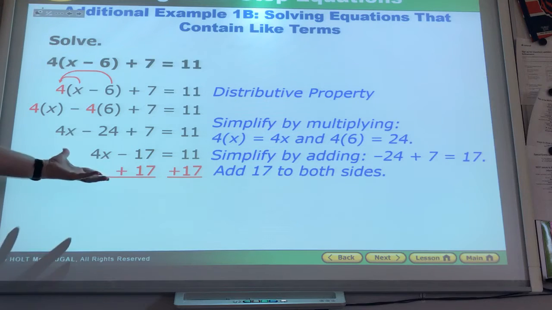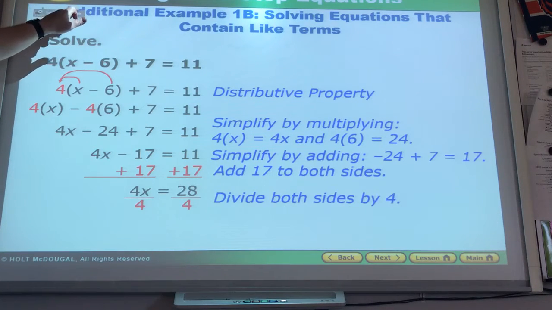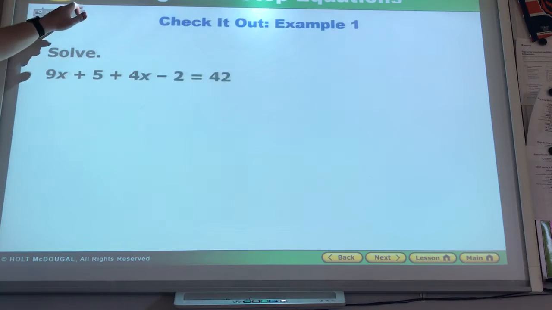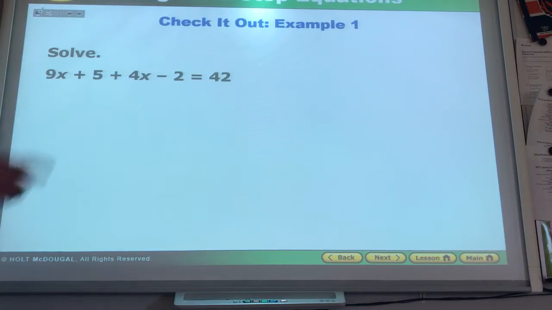Then add 17, the inverse operation. Then we do another inverse operation, and x equals 7. We'll check it out by putting the 7 back in. Oh, whoops. We won't check it out.